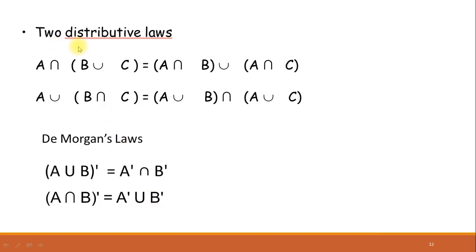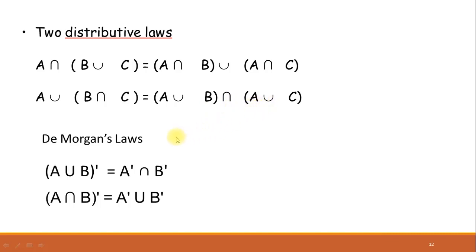Now, distributive laws. Distributive law of intersection over union for three sets A, B and C can be written as A intersection (B union C) is equal to (A intersection B) union (A intersection C). Similarly, the distributive law of union over intersection for three sets A, B and C can be written as A union (B intersection C) is equal to (A union B) intersection (A union C).